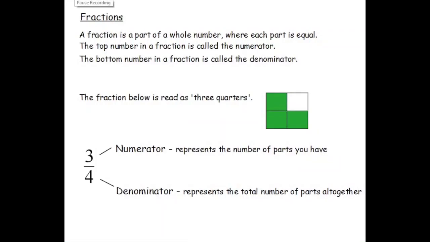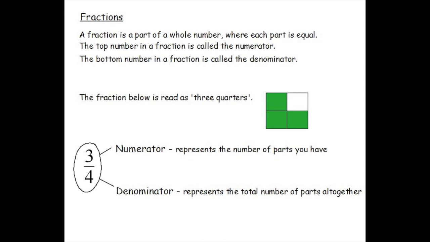To start, we're just going to recap what a fraction is. So a fraction is just a part of a whole number where each part has to be equal, so all the parts have to be the same size. The top number in a fraction is called the numerator, and the bottom number in the fraction is called the denominator. So if we have a little look at this fraction below, you can see there's a 3 on the top and a 4 on the bottom.